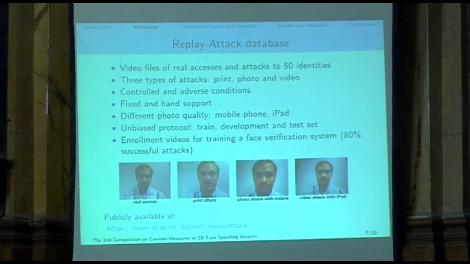Furthermore, this database has an unbiased protocol with precisely defined train, development, and test sets. And it also provides enrollment videos which can be used to train a face verification system and to assess the effectiveness of the spoofing attacks in bypassing a face verification system. Here are some examples of the database, and it can be downloaded from the link which is written there.